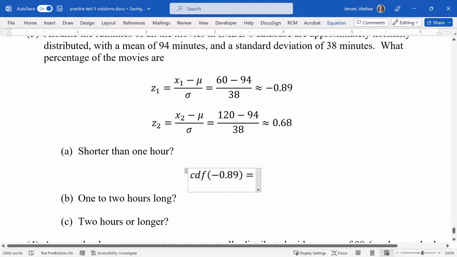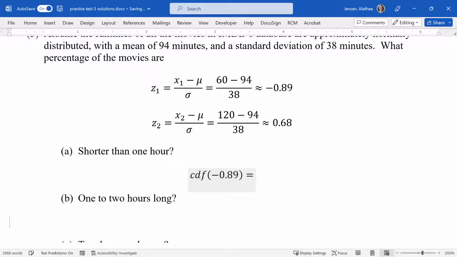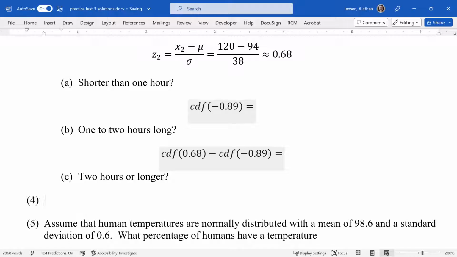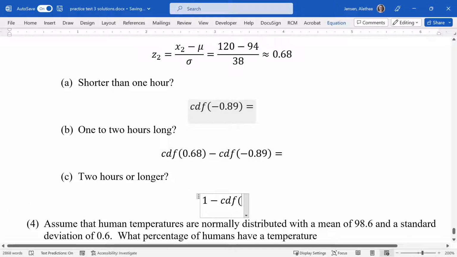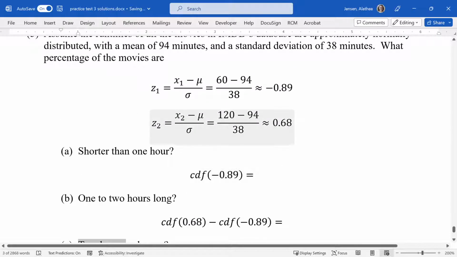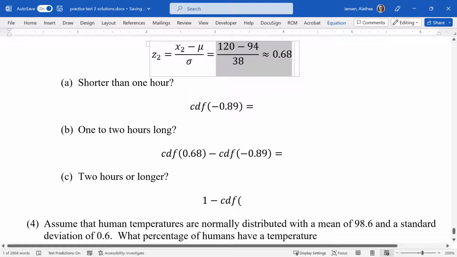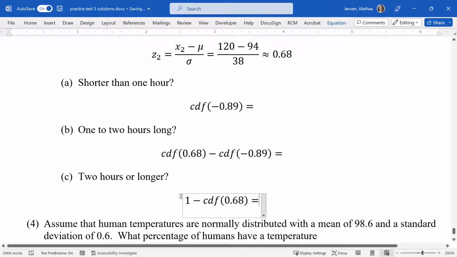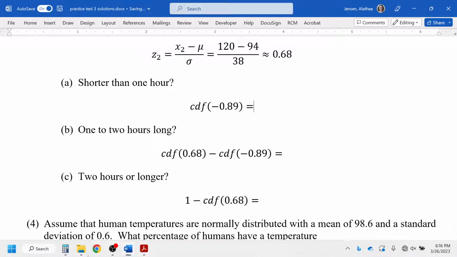For 1 to 2 hours, this is where you use both z-scores. You do the larger CDF minus the smaller CDF, and the larger CDF always comes from the larger z-value. Finally, for 2 hours or longer, something or greater, it's going to be 1 minus the CDF for that data value of 2 hours. That is this one, 0.68. Now we have to look up the CDF values from the table.